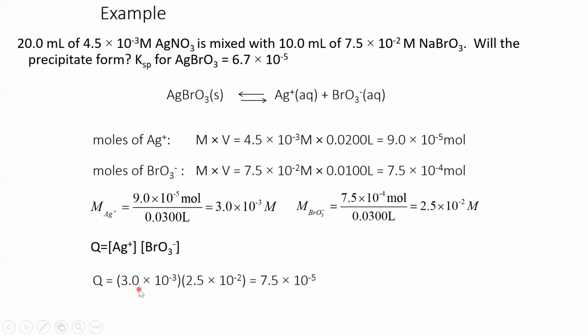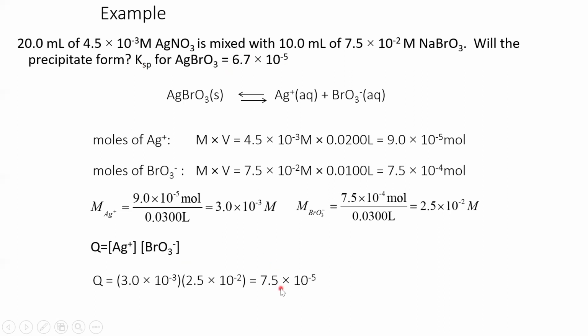So 3.0 times 10 to the minus 3 times 2.5 times 10 to the minus 2 tells us that Q, the product of the ions that are in the solution, is 7.5 times 10 to the minus 5. That's our Q value. All right, now the last thing. Let's compare it to K and see whether a precipitate forms. Well, K is the maximum product of those ions in solution. This is the maximum value.